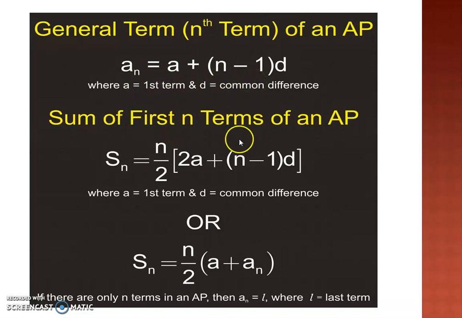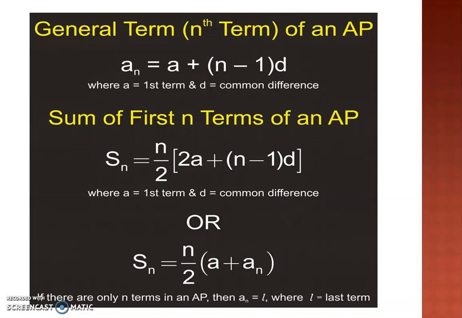Then the sum of the first n terms of an AP, Sn, is n by 2 into (2a plus (n minus 1)d), or Sn is n by 2 into (a plus an). Now this an is nothing but the last term, so it is also written as l, that is the last term. So you can use either of these two formulas depending on what is given to you.